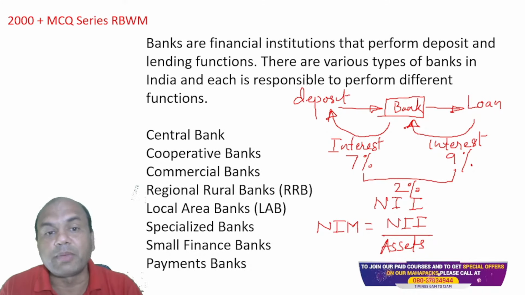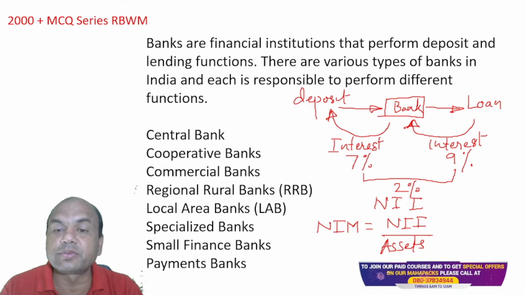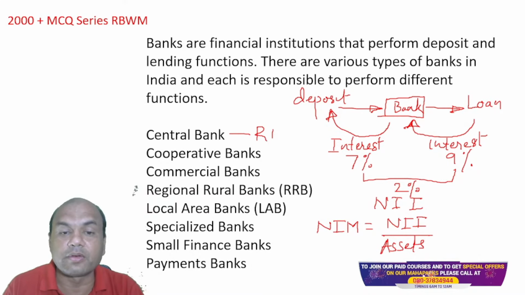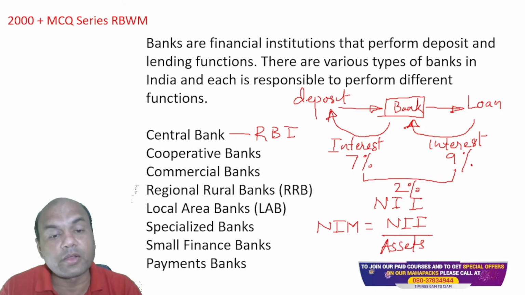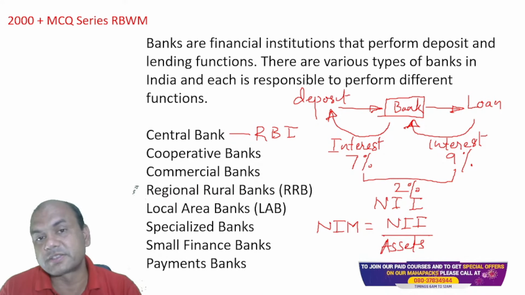So coming back, banks are financial institutions that perform deposit and lending functions. Again, there are various types of banks in India, and each is responsible for performing different functions. So what are the various banks in India? One is the central bank. Central bank means RBI, not Central Bank of India. Second, cooperative banks, commercial banks, RRBs, local area banks, specialized banks, small finance banks, and payment banks.